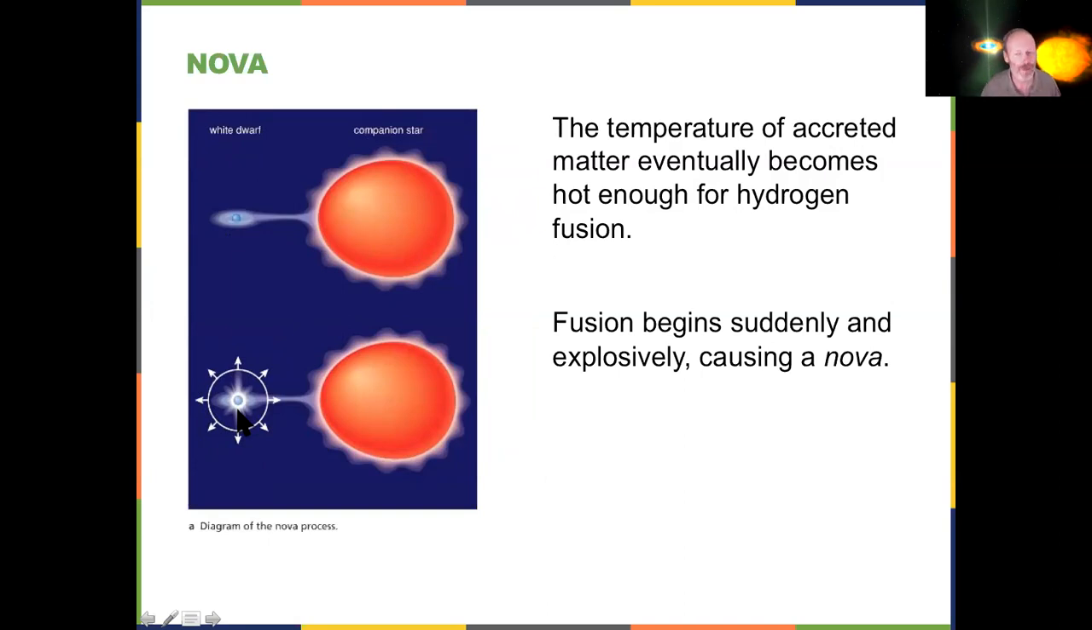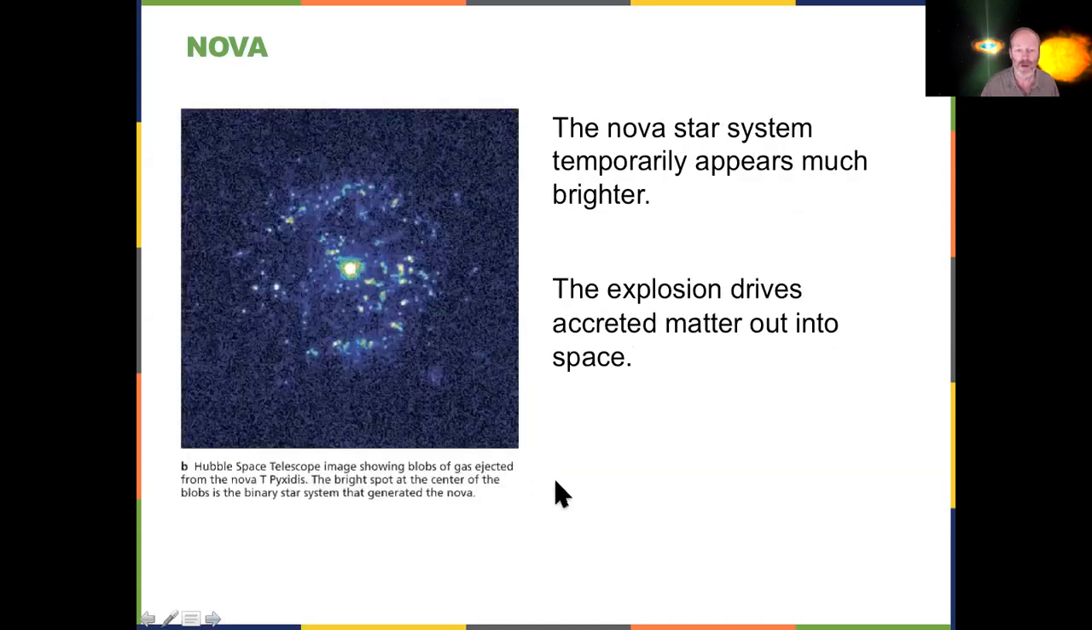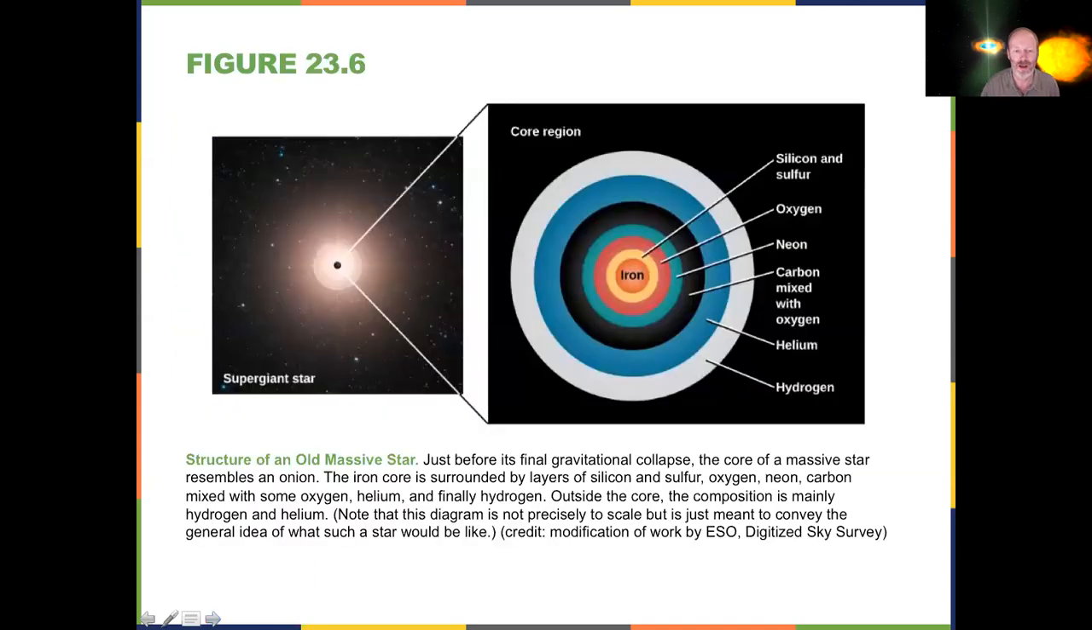I won't say frequent because there can be a lot of time between these sometimes, but it will happen on a regular basis. So what we have is one star temporarily getting much brighter because of the explosion, and it drives material, it drives matter out. That explosion begins to drive material out again.